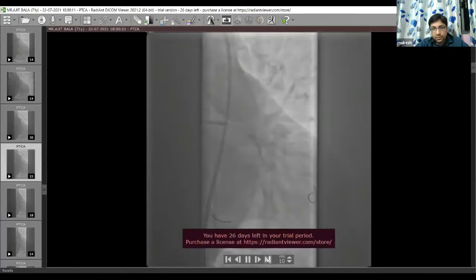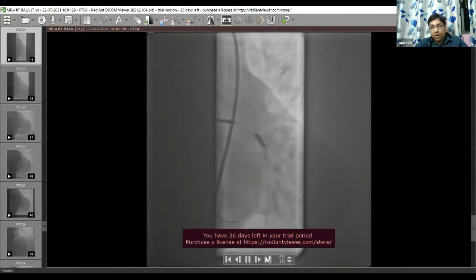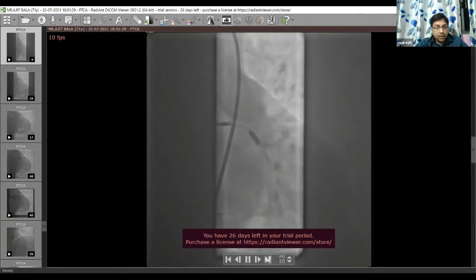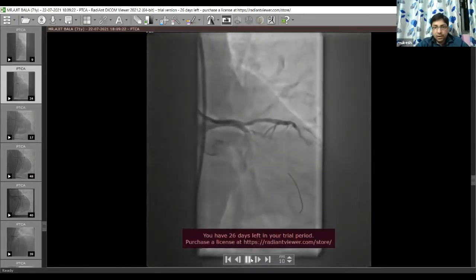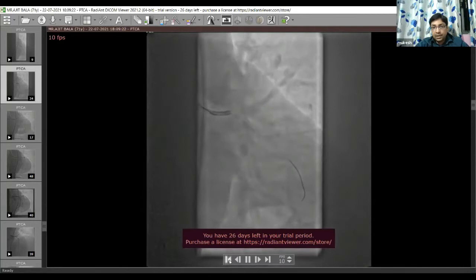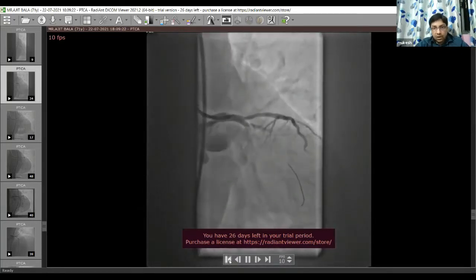So I do the POT, and after doing POT, when I try to do the kissing balloon inflation, the balloon could not go. So what can I do at this stage? In my mind, it came that there may be the possibility of wire entanglement. So I want to remove the wire from the main stent, main LCX. And when I remove the wire and try to recross, then I take a shot.